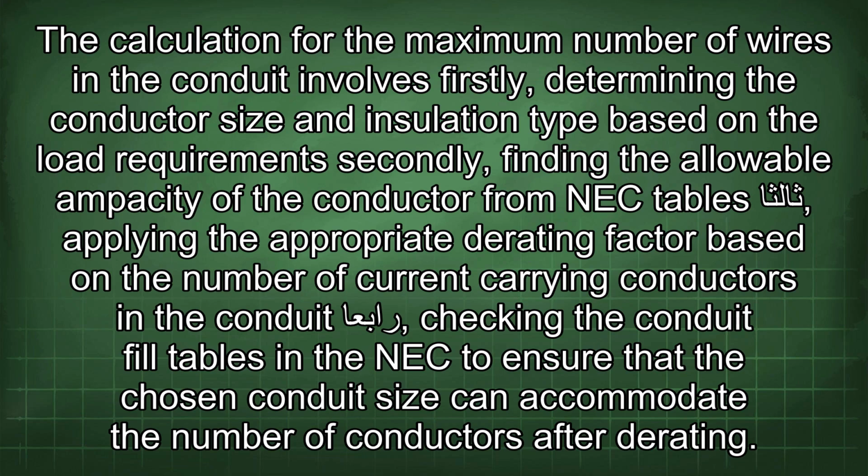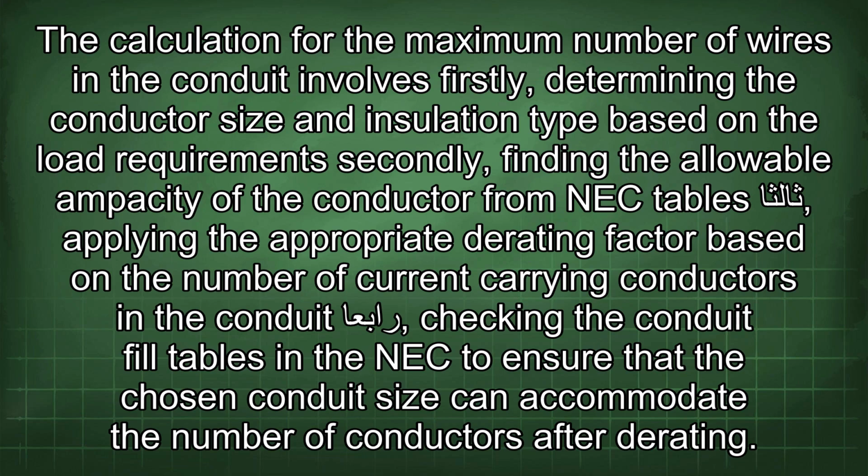The calculation for the maximum number of wires in the conduit involves firstly determining the conductor size and insulation type based on the load requirements, secondly finding the allowable ampacity of the conductor from NEC tables, thirdly applying the appropriate derating factor based on the number of current carrying conductors in the conduit, and finally checking the conduit fill tables and the NEC to ensure that the chosen conduit size could accommodate the number of conductors after derating.